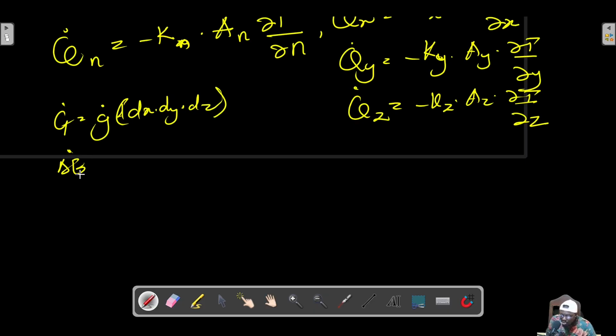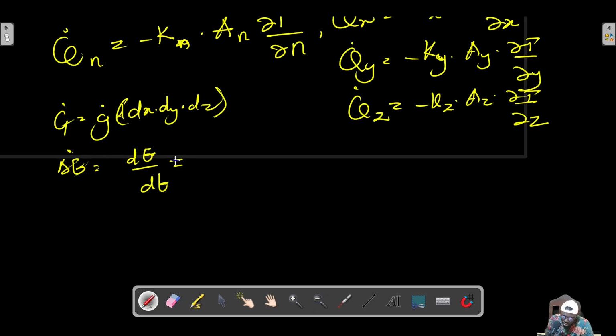Since we've selected an infinitesimal element, my change can be in terms of differentials. So the time rate of change in the thermal energy E within my infinitesimal control volume can be written as dE over dt, if that control volume is truly an infinitesimal one. So I've written it like this.